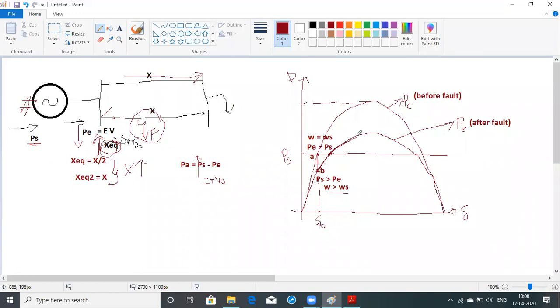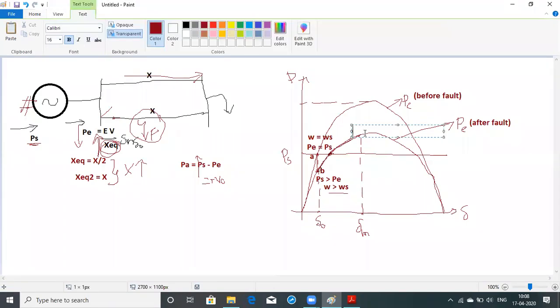This one we are going to call delta max. This is the maximum angle to which it is able to move, where the PE value is able to move. That is delta max, the maximum angle, and that indicates the maximum power. So we will assume this value. Then what happens? It is coming here. So when it is coming here, what is this value now?